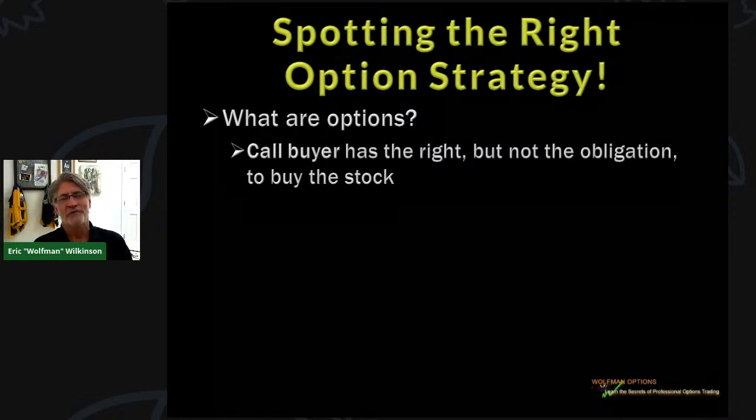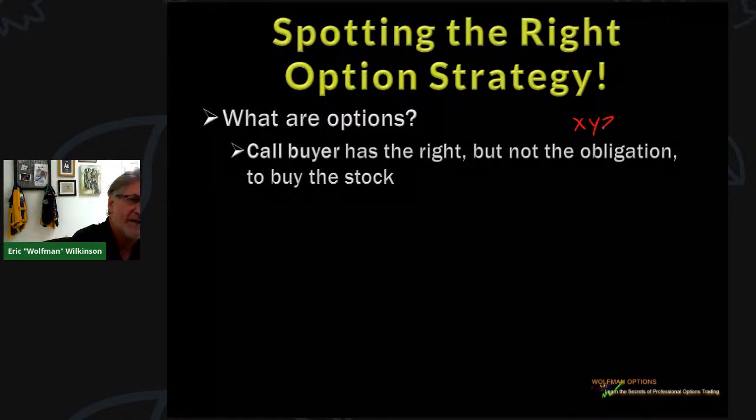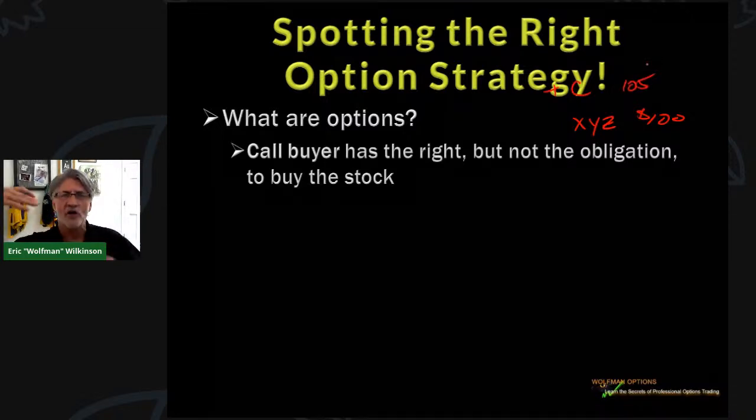But one of the things we all want to know is what happens to the call buyer? Well, if you buy a call, you have the right but not the obligation to buy the stock at that strike price, right? So let's just say XYZ is trading at 100, and I buy a call at 105. So I'm buying the 105 call. It's a little bit higher than where I'm at.